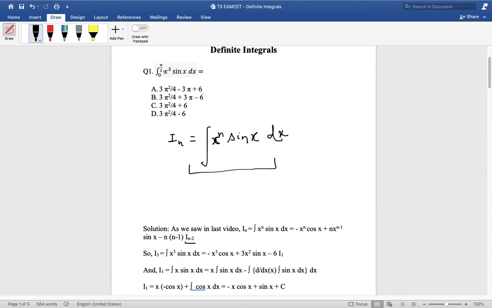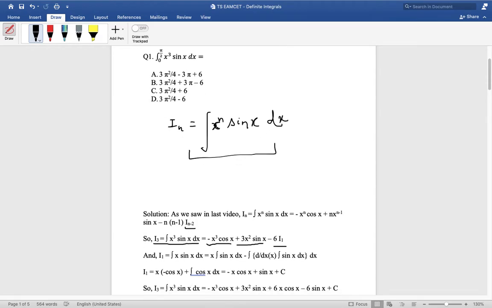In our case, x is x raised to the power 3. So n is equal to 3. So I will put n equal to 3 in this equation. So I3 will be what? The integral of x cube sine x dx, x raised to the power n with n as 3. So minus x cube cos x plus n is 3, so 3 into x raised to the power 3 minus 1, that is 3x square, and sine x minus n into n minus 1. N is 3. So 3 into 3 minus 1 is 3 times 2, which is equal to 6. So minus x cube cos x plus 3x square sine x minus 6 I1. So how do I compute I1? Just put n equal to 1 in this.